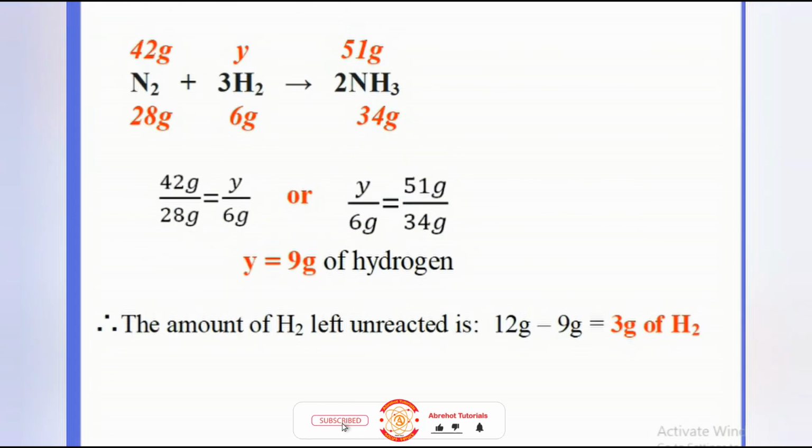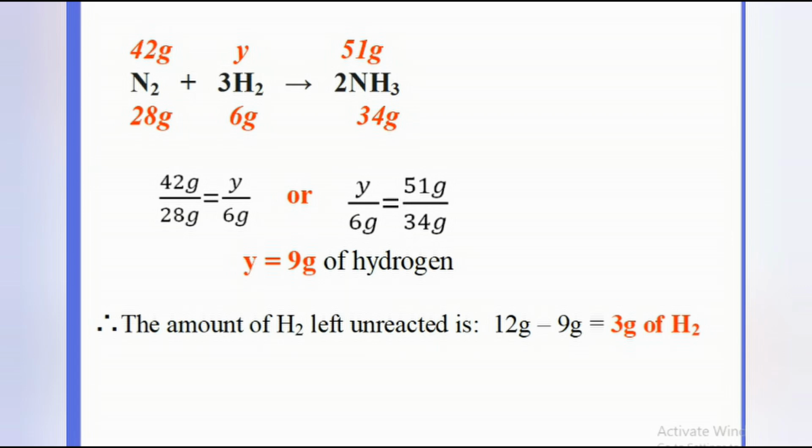Let us rewrite the balanced chemical equation and set the amounts of two reactants and the product obtained from the balanced chemical equation below the corresponding formula. That is 28 grams for nitrogen, 6 grams for hydrogen, and 34 grams for ammonia.